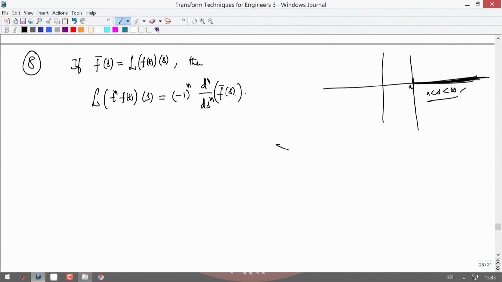So, let me show this one. What is the proof of this? This is also straightforward. You can easily prove this. N is valid from 0, 1, 2, 3 onwards. Anything you take, this is true. If n is 0, both sides are the same. If n equal to 1, let us do it for n equal to 1. We show the Laplace transform of t times f of t as a function of s, by definition, is the integral from 0 to infinity of t f of t e power minus st dt.